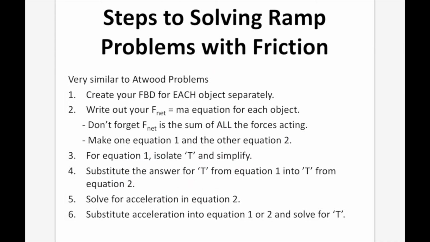Well, they're very similar to Atwood problems. We're going to create our free body diagram for each separately. We're going to write out our Fnet is equal to Ma equation for each object. Don't forget that Fnet is the sum of all the forces acting, so don't forget friction. Make one equation 1 and the other equation 2. For equation 1, we're going to isolate T and simplify. We're going to substitute the answer for T from equation 1 into equation 2. We're going to solve for acceleration, and then we're going to substitute acceleration back into equation 1 and solve for T.